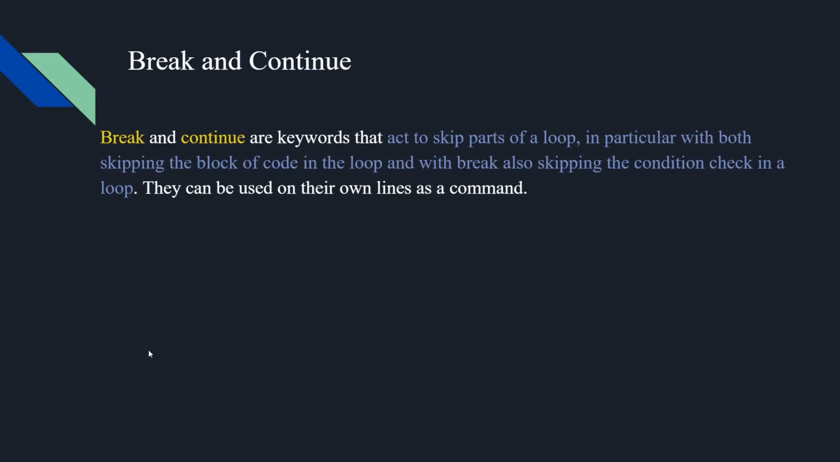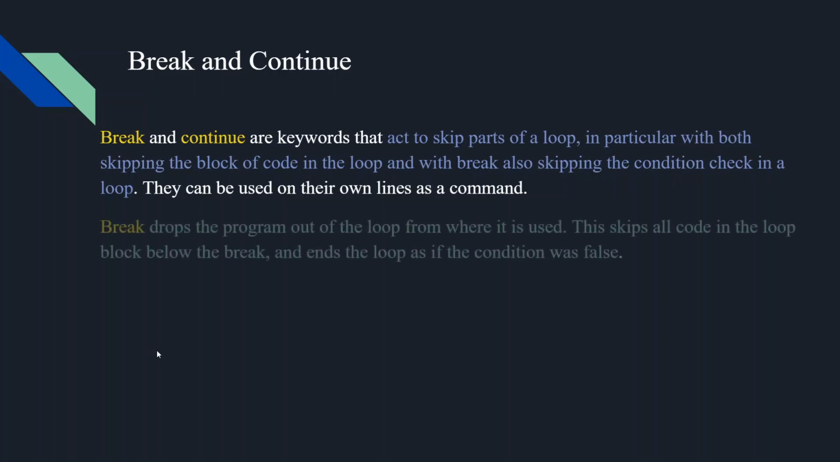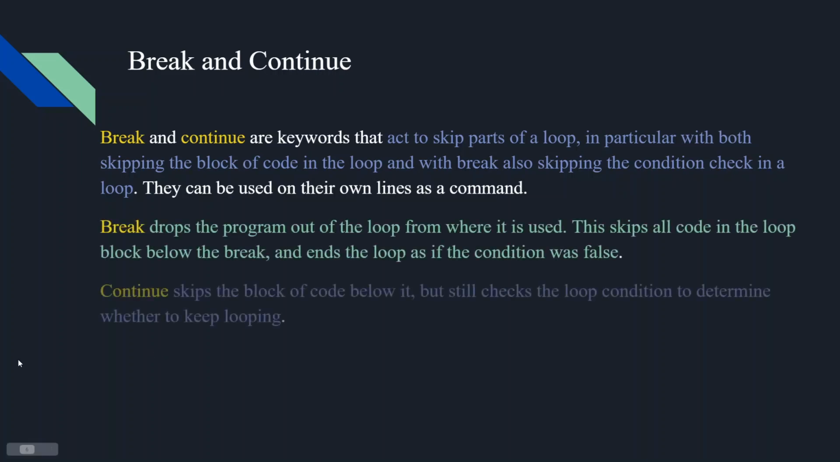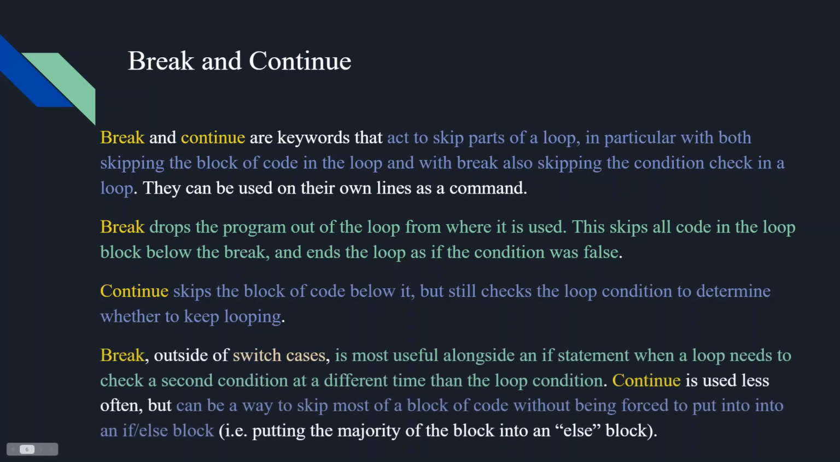You can think of break as breaking out of the loop entirely, while continue continues on to the next iteration of the loop. Break is most useful alongside an if statement when a loop needs to check a second condition at a different time than the loop condition. For example, if you are looping a number of times and using elements from the array, you may need to check if the next array element is null, and if so, break out of the loop.